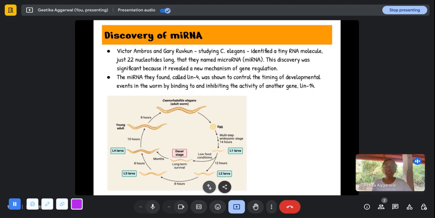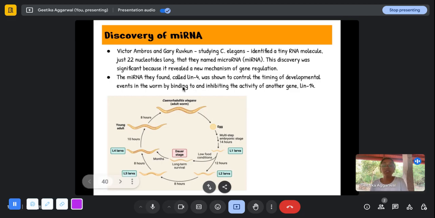And C. elegans has these different stages of larvae. They have L1 larvae, L2 larvae, L3, and L4 larvae during their development. So they were studying these C. elegans and different mutant forms of these elegans. While studying C. elegans, they came across a mutant form which could not go ahead from the L1 stage. So it was stuck in the L1 stage, could not move on to the L2 stage. So this is when they actually discovered a tiny RNA molecule which is just 22 nucleotides long. That is why they named it microRNA.